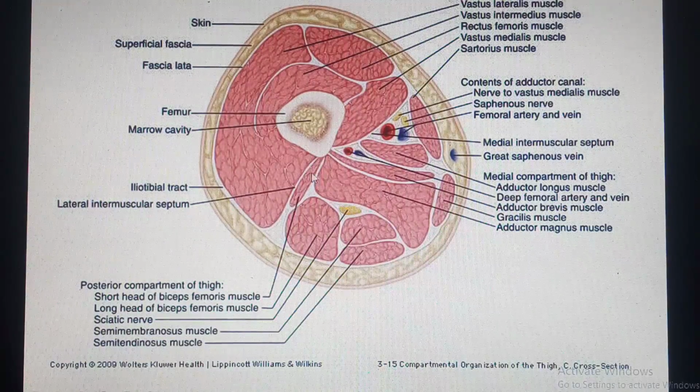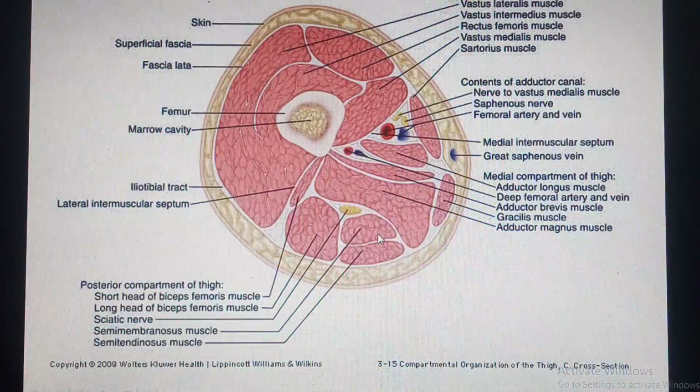More laterally, we are going to have the biceps femoris. Medially, semimembranosus and semitendinosus. But I told you that the tendon of semitendinosus will lie on the belly of semimembranosus. So it tells us that semitendinosus will be superficial to semimembranosus, which is deep. So that is what we are going to see over here.